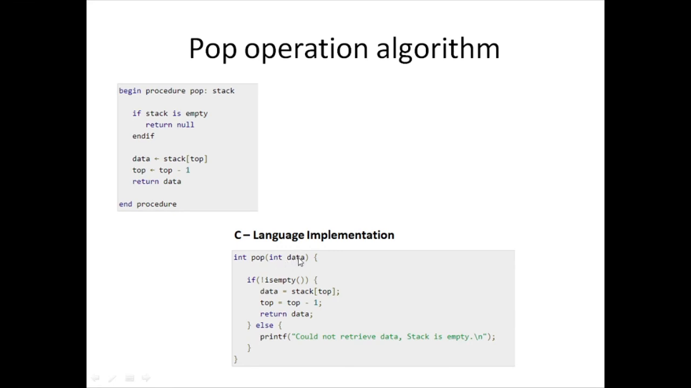So in int data, if not is empty, so if it's not empty, then the element at the top of the stack is stored in this variable data, and then we decrease the value of top, then we return the data. So as if we have removed the element at the top of the stack. Otherwise, if it is already empty, then we just print a message saying that it could not retrieve data, stack is empty. So that is now the stack operation.